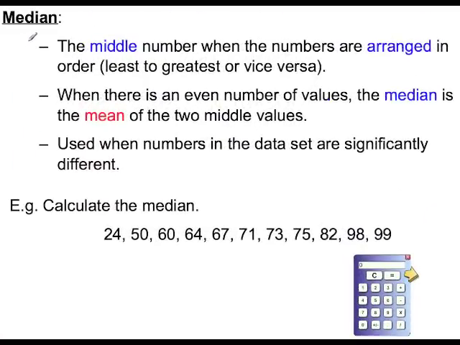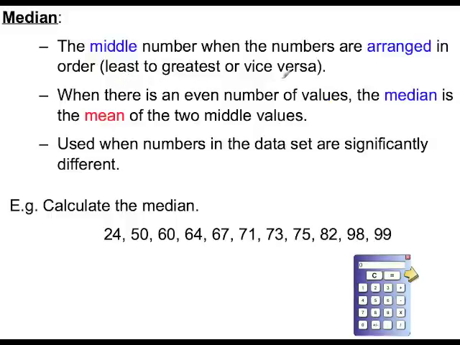Let's continue our examination of central tendency by calculating the median. The median is the middle number when the numbers are arranged in order from least to greatest or from greatest to least. It does not matter whether our numbers are arranged from least to greatest or greatest to least, as long as they are arranged in order.